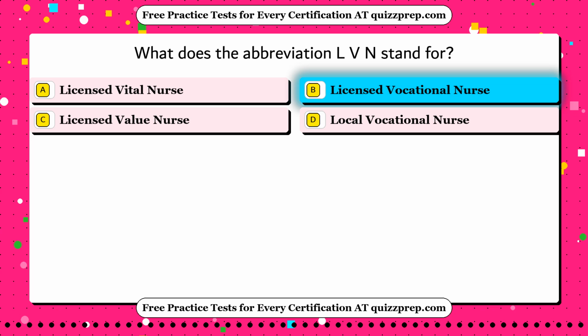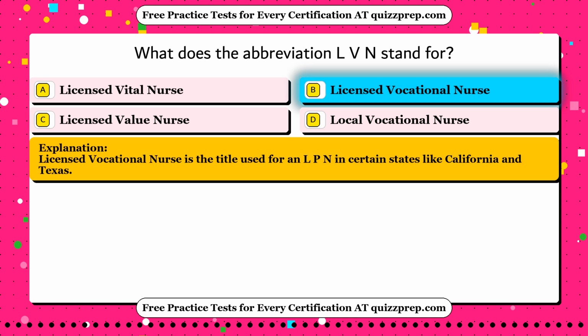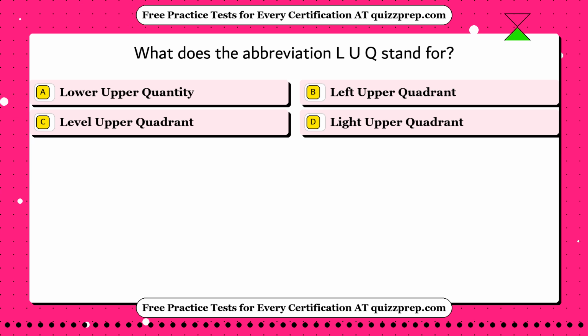The correct answer is option B, licensed vocational nurse. Licensed vocational nurse is the title used for an LPN in certain states like California and Texas. Question 70. What does the abbreviation LUQ stand for? Option A, lower upper quantity. Option B, left upper quadrant. Option C, level upper quadrant. Option D, light upper quadrant.